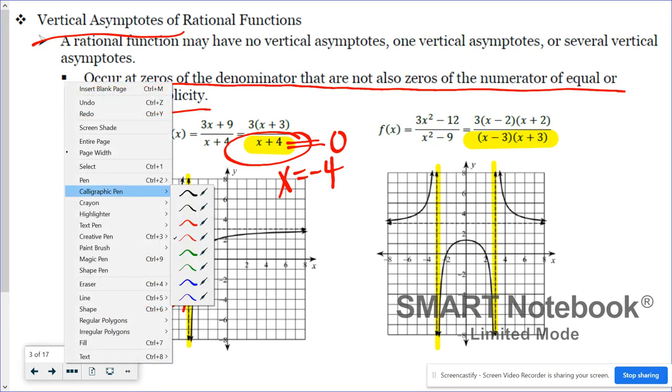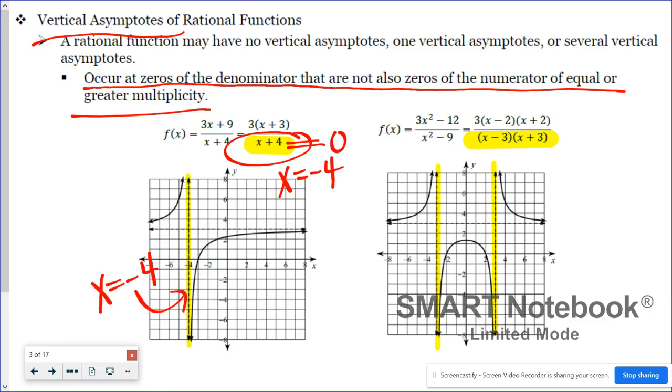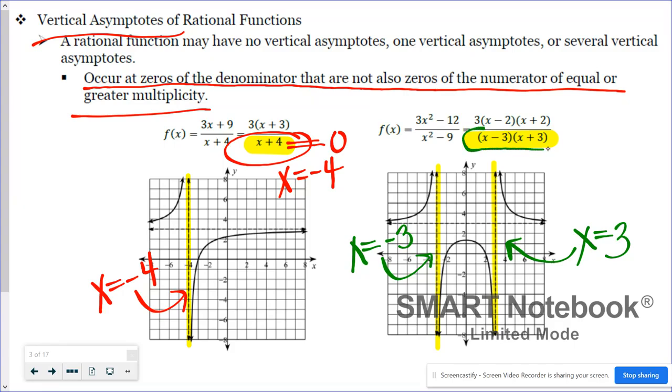Looking at the function on the right, I see in the graph with my own two eyes that there are two vertical asymptotes. There's one at x equals -3, and then there's another one at x equals +3. And I noticed that in the denominator of the function are two factors that would totally tell me that. Okay, so zeros of the denominator that are not also zeros of the numerator.